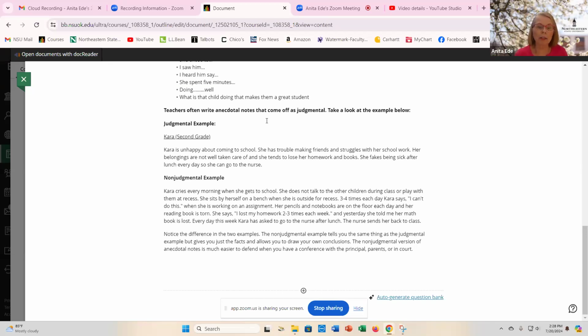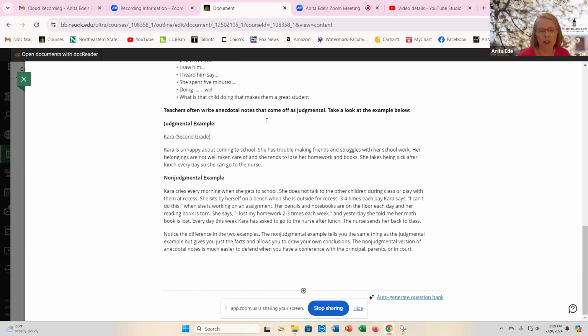Her belongings are not well taken care of. What does that look like? Are they in shreds on the bottom of her desk? Are they flying all over the classroom? I don't know. She fakes being sick after lunch every day. Wow, what does she do? Does she throw herself on the ground? Does she cry about pain in her stomach? I don't know what that looks like. So this is such a judgy note that I can't really get a good picture of what this child's doing.